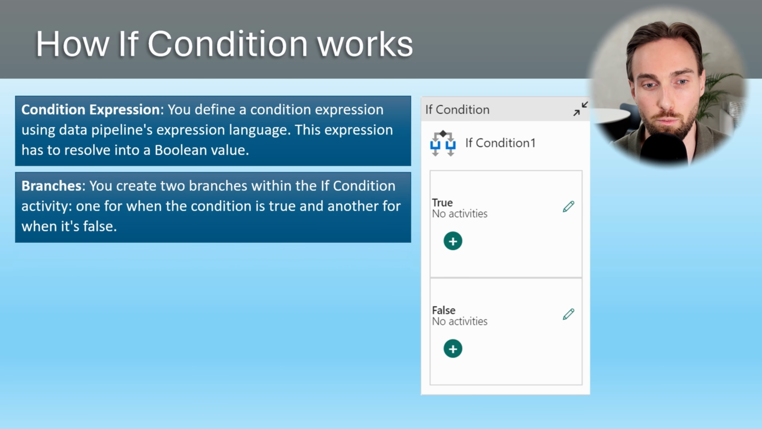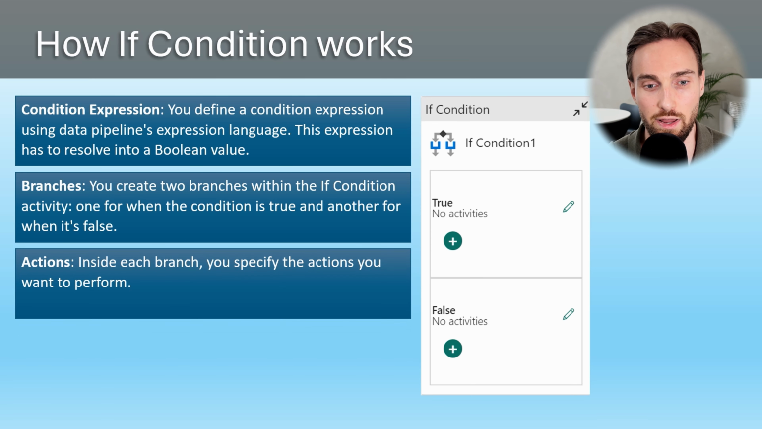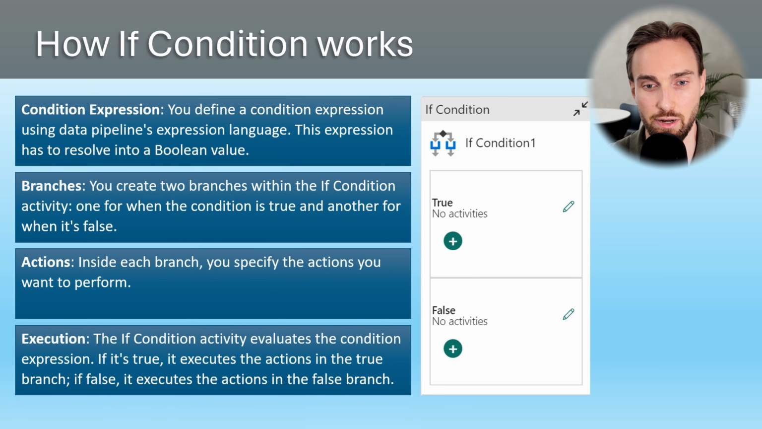Next, we have the two branches in our if condition. There is one branch for true value and one branch for the false value. And based on our expression that resolves to true or false, the data pipeline will decide which branch to use. Inside of those branches, we can then add actions/activities that we want to perform. When our if condition executes, first our expression is evaluated whether it is true or false. If it's true, then our if condition will execute all the activities in the true branch, and if it's false, then it will execute activities in the false branch.